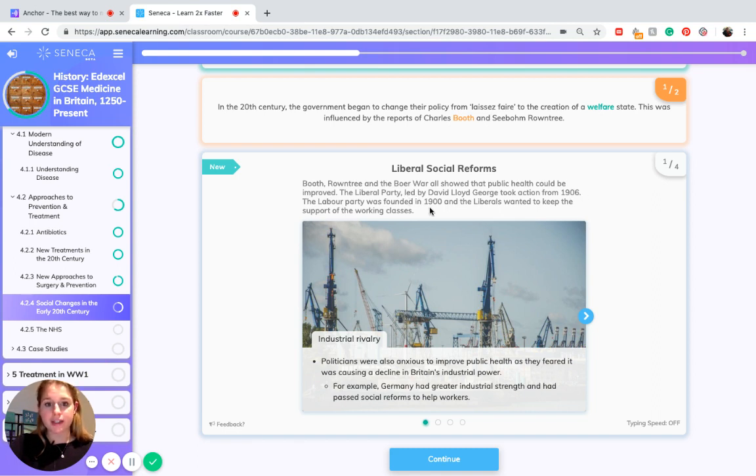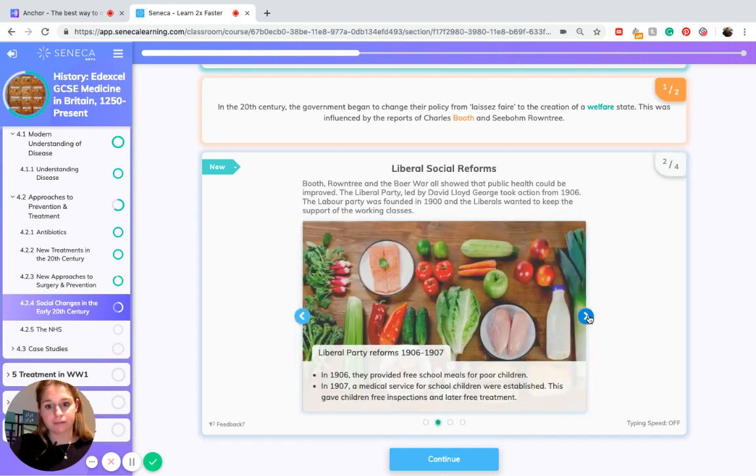The Liberal Party, which was led by David Lloyd George, took action from 1906. The Labour Party was founded in 1900, and the Liberals wanted to keep the support of the working classes. Politicians were also anxious to improve public health, as they feared it was causing a decline in Britain's industrial power. For example, Germany had greater industrial strength and had passed social reforms to help their workers.